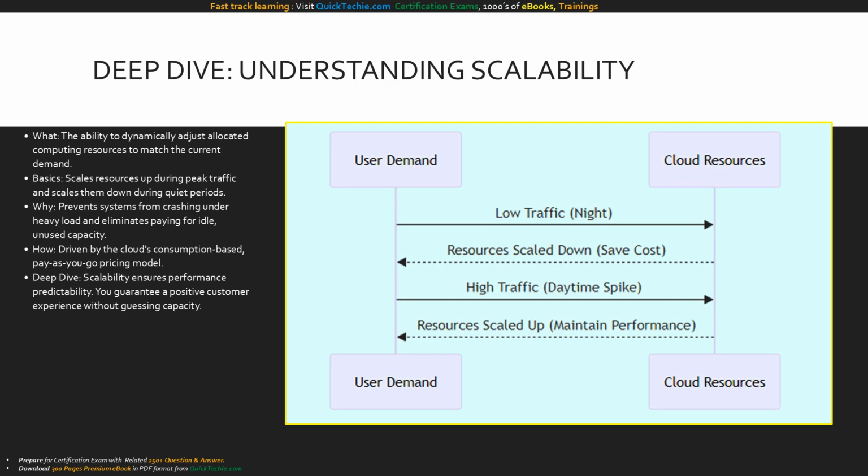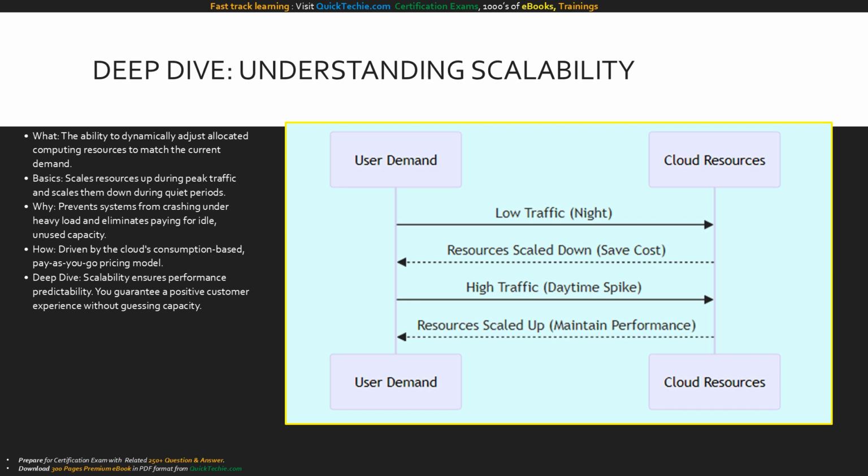Transitioning from availability, let us now focus on our second major pillar, scalability. While high availability ensures your system is always running, scalability ensures your system always has the exact amount of computing power it needs to perform well. Scalability is defined as the ability to dynamically adjust your allocated resources to match your current user demand.